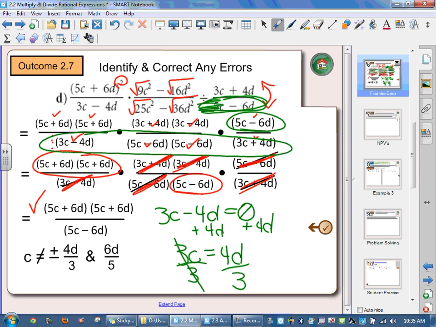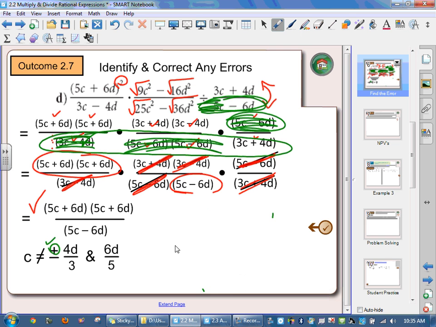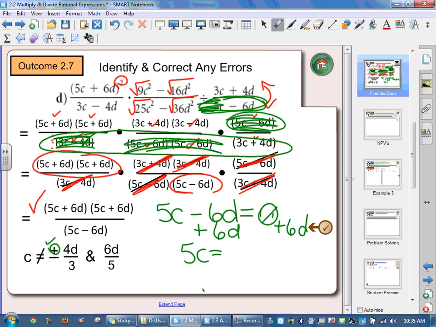Okay, this guy's done. Now I'm going to look at the next two brackets. These two are identical, and they're identical to the one on the top right. So that means that these three, I'm going to solve, and they'll be the same answer. So if I take 5c minus 6d equals 0, and solve that one, plus 6d's plus 6d's, 5c equals 6d, sorry, 6d, not 6cd, 6d, divide by the 5, divide by the 5. So c also can't be 6d over 5. Perfect, excellent.